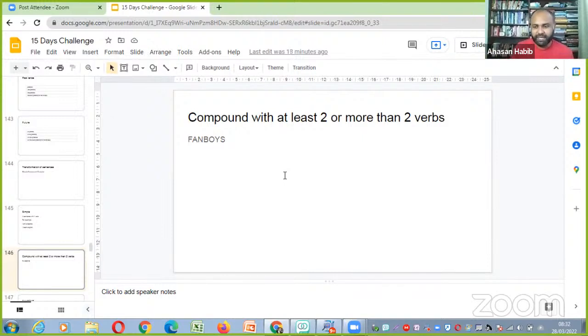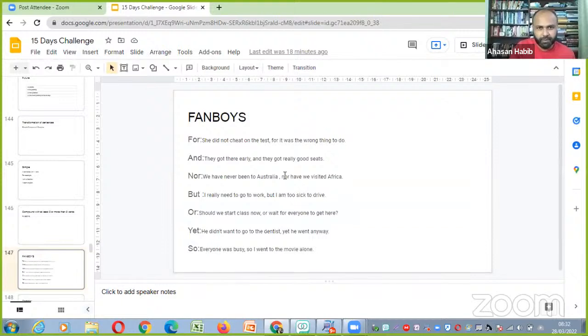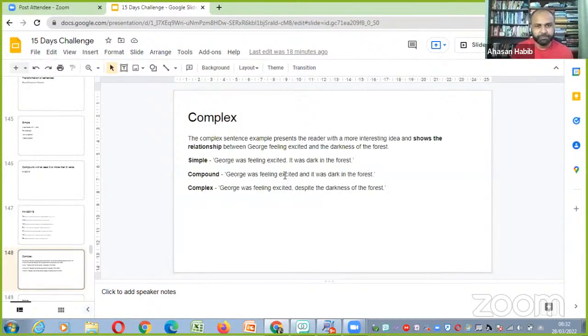Okay, and the next one is complex. So complex means jotil. So really, this is the complex sentence. The complex sentence example presents the reader with a more interesting idea and shows the relationship between George feeling excited and the darkness of the forest.